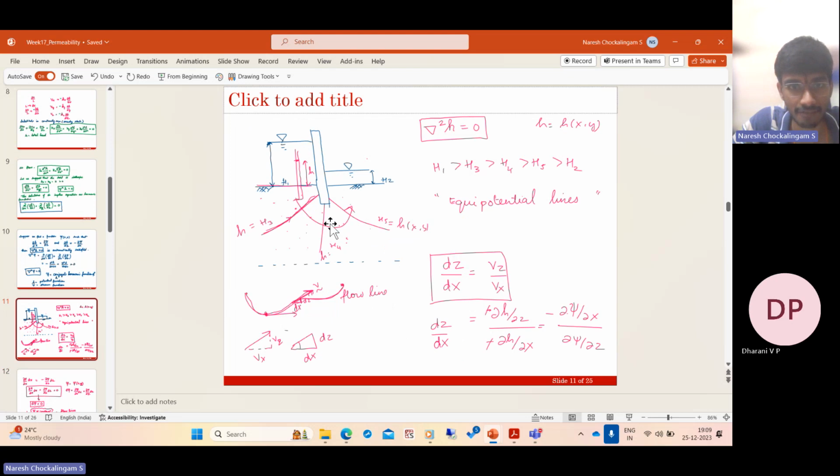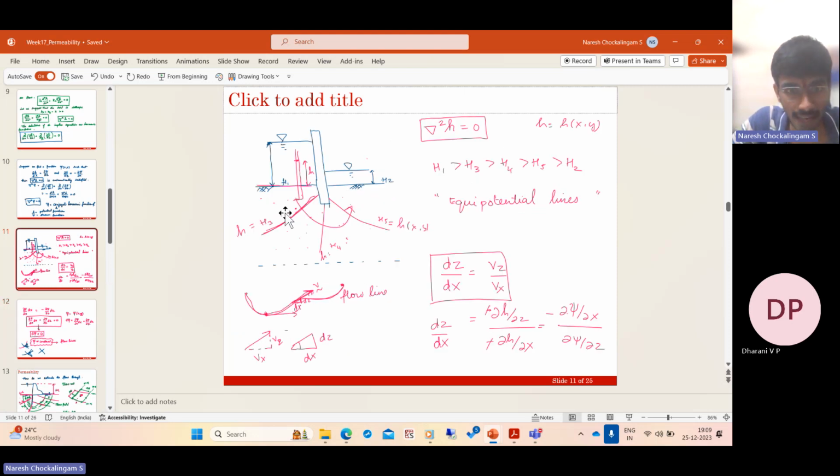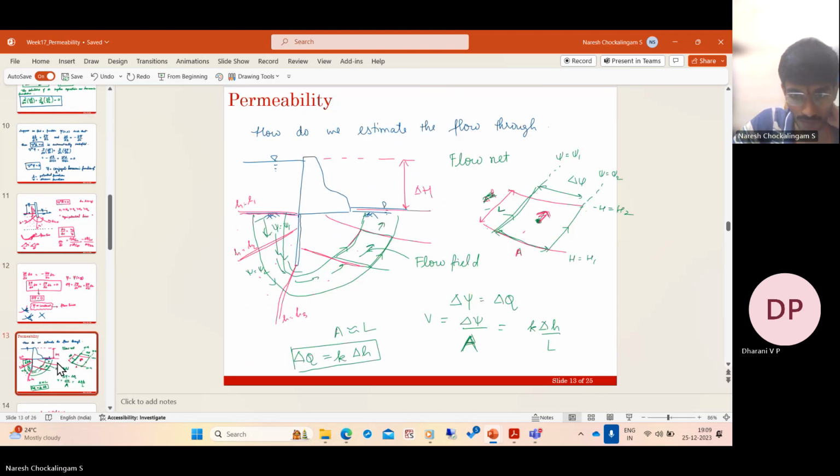So given a dam like this, say there's a sheet pile or something which is separating two different levels of water, and the soil beneath that is permeable. So water will automatically go from this side to this side. And a solution is usually obtained graphically in engineering analysis. And we saw these lines correspond to equipotential lines. H equal to constant corresponds to equipotential lines, and psi equal to constant will correspond to flow lines. And we also defined what is a flow channel.